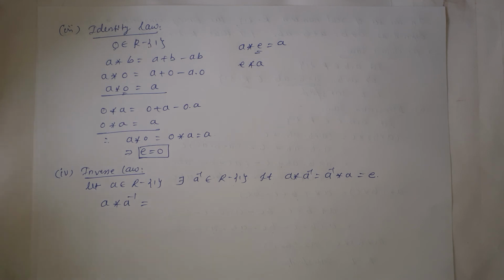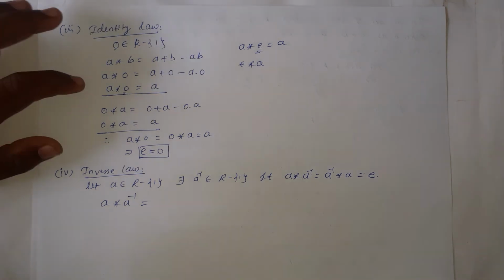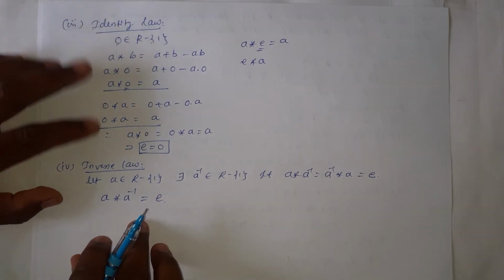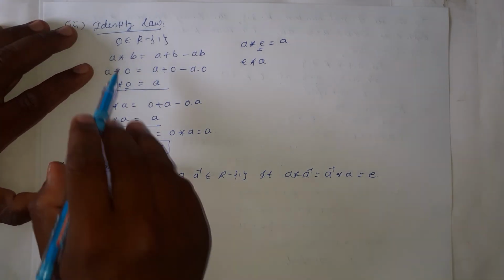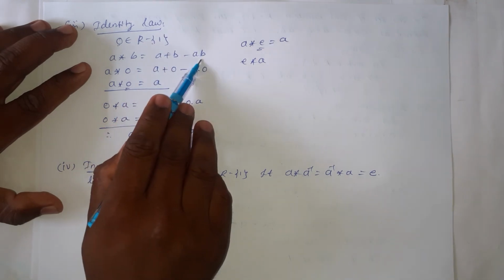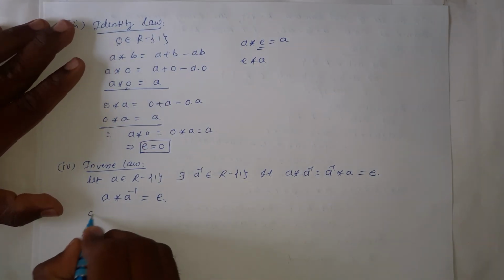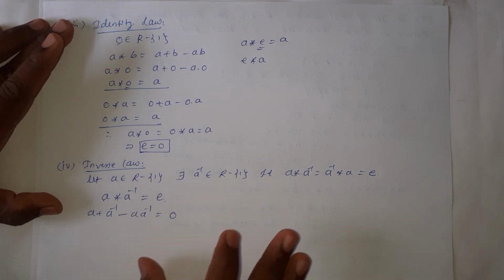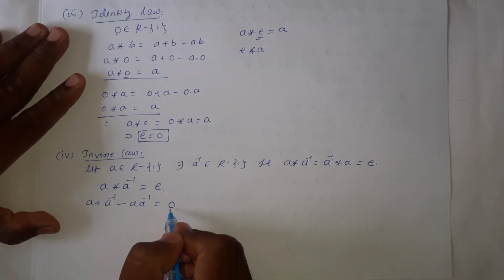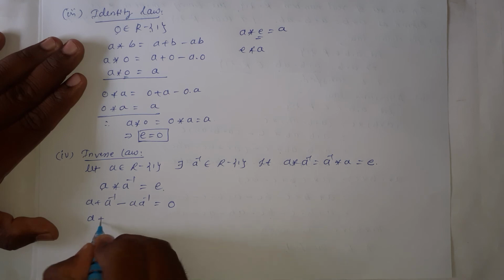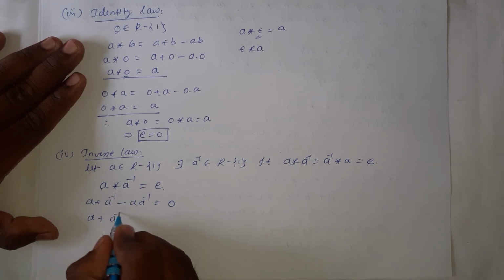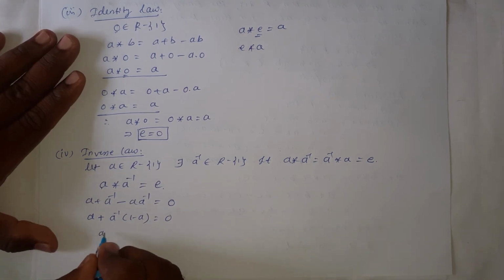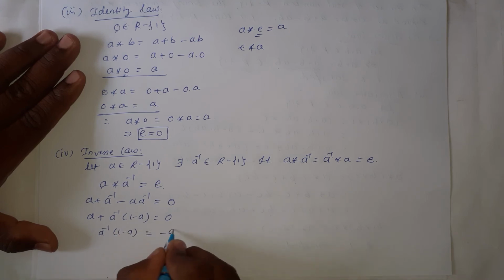So, here what is the value of A star A inverse? That must be equal to the identity element E, and we know the value of E, that is 0. By the definition of the given binary operation, A star B is equal to A plus B minus AB. So, A star A inverse becomes A plus A inverse minus A into A inverse, equal to 0, because the identity element is 0 only. Now, in these two terms A inverse is common, leaving 1 minus A, so A plus A inverse into 1 minus A is equal to 0.